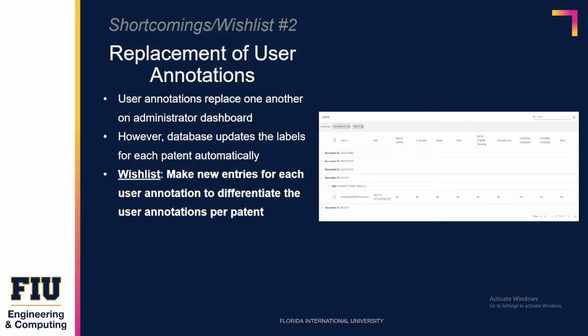What happens is that the database will update automatically, making the patent both a machine learning and speech. However, on the admin dashboard, it will show that the first user 908142 actually labeled it as speech. And so what happens is that the user annotations actually replace the person that actually edited or annotated that patent in the first place. So making new entries for each user annotation would be better so that you can differentiate which user labeled what on that specific patent, and to do that for all patents.